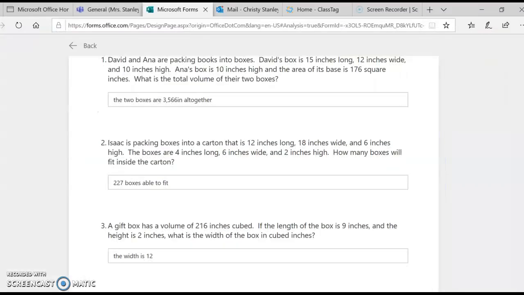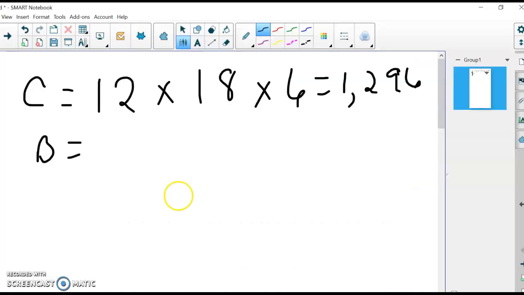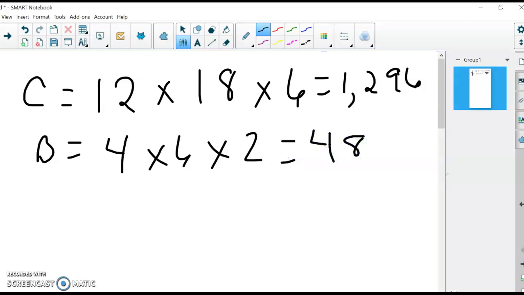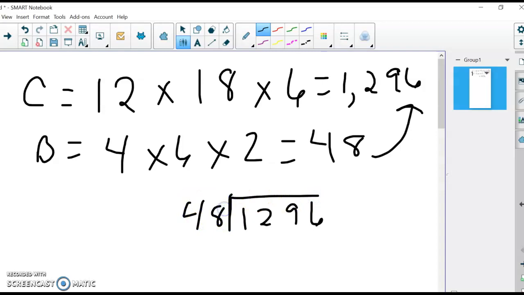Then the volume of the boxes we can find by doing 4 times 6 times 2. 4 times 6 is 24, and then 2 times 24 is 48. So we have to figure out how many 48s can fit inside that total volume. So in order to do that, you would divide 1296 by 48. All right, and then that's how you would find your answer. However many 48s will fit into 1296.